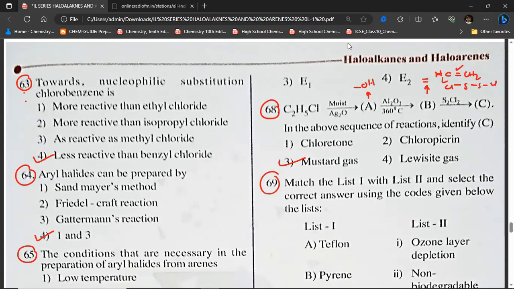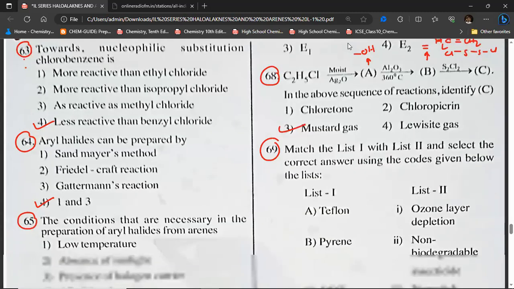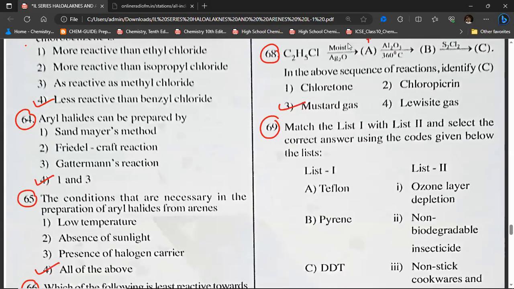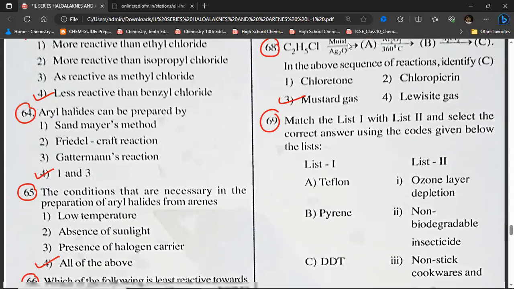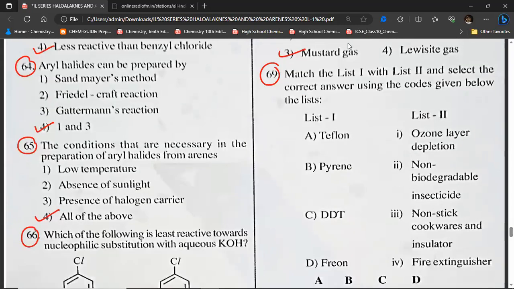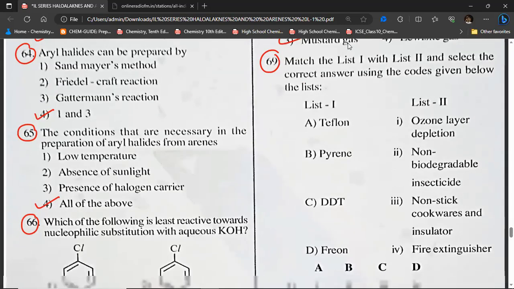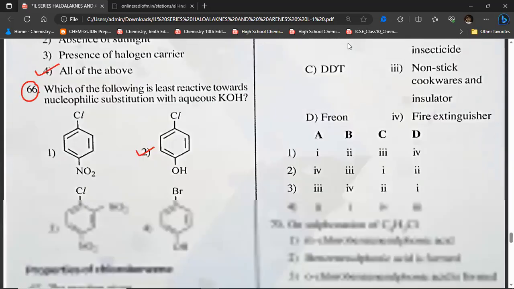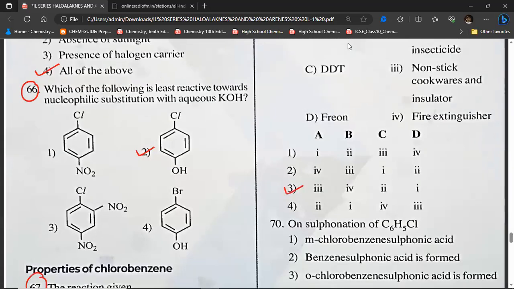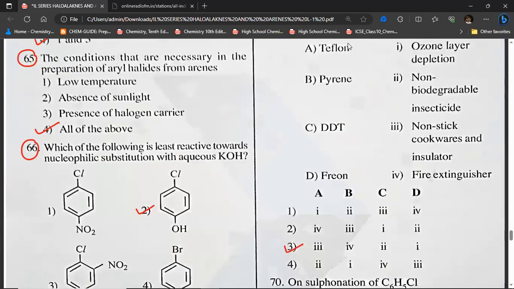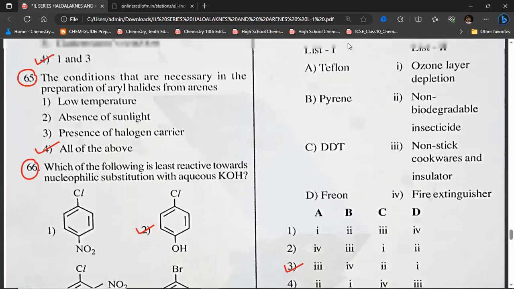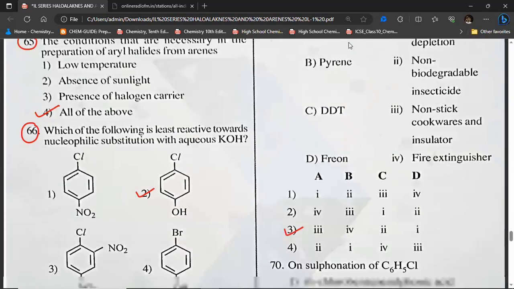Next is 69. Match list 1 and list 2, select the correct answer given below. There is Teflon. Teflon is used in non-stick cookware, A3. So A3 we have 1 there. So obviously all the remaining match. DDT is an insecticide, and Freon is for ozone layer depletion, D1, all matching with that one.